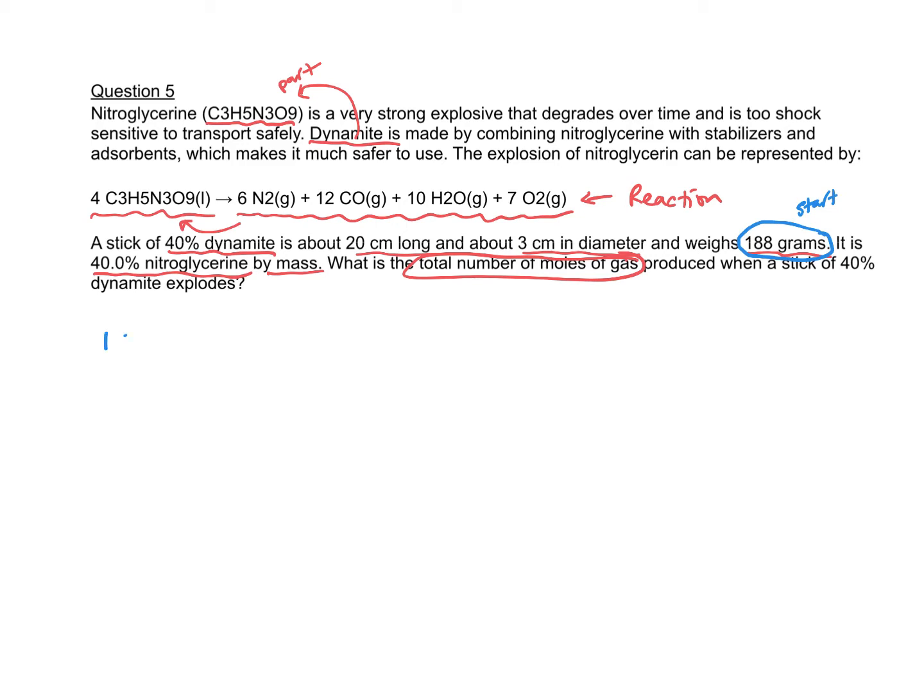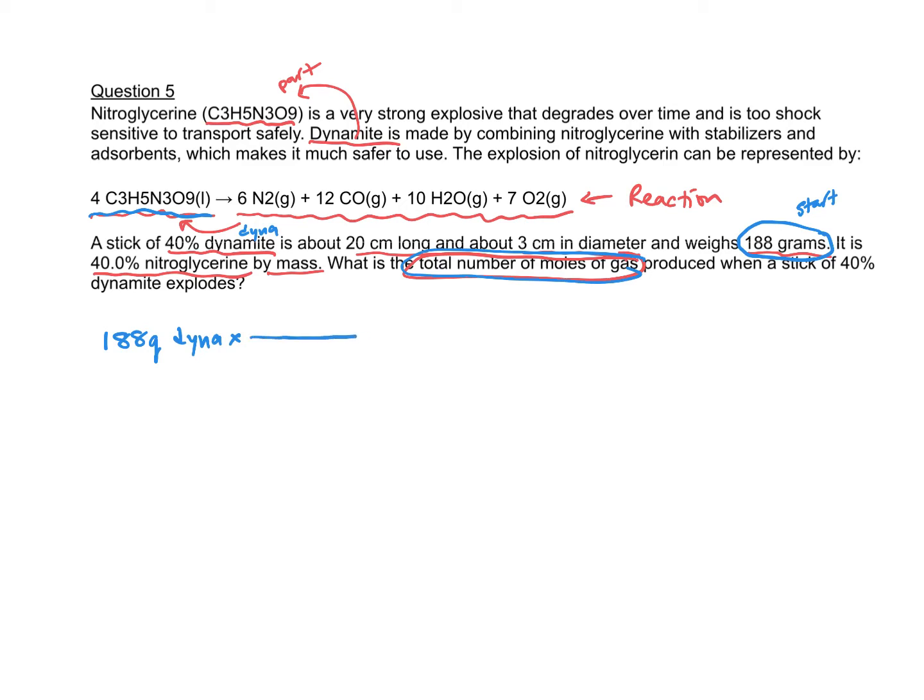I'm going to say I've got 188 grams of, now I'm going to label things, dynamite, and just for ease, I'm going to use an abbreviation, DYNA. Then I ask, how can I convert from the dynamite into something that's going to ultimately get me to where I want to go, the number of moles of gas?